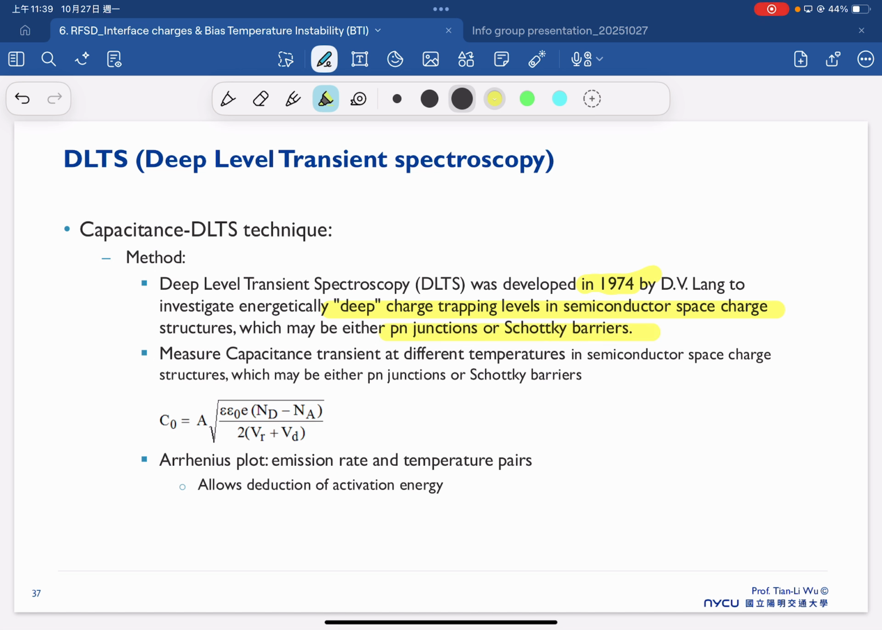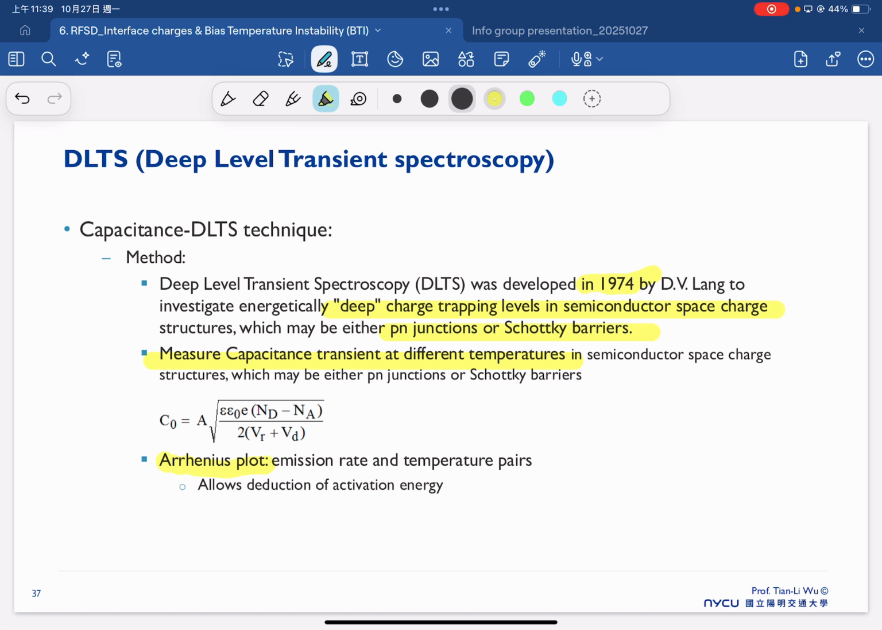So the beginning was to develop a way to characterize the charges inside the space charge region. Where we have a space charge region, for sure in a p-n junction or Schottky barrier, we have the depletion region, and then we measure the capacitance transient at different temperatures in the semiconductor space charge structure. And because we can measure at different temperatures, we can build up the Arrhenius plot. So finally, the Arrhenius plot is coming again.